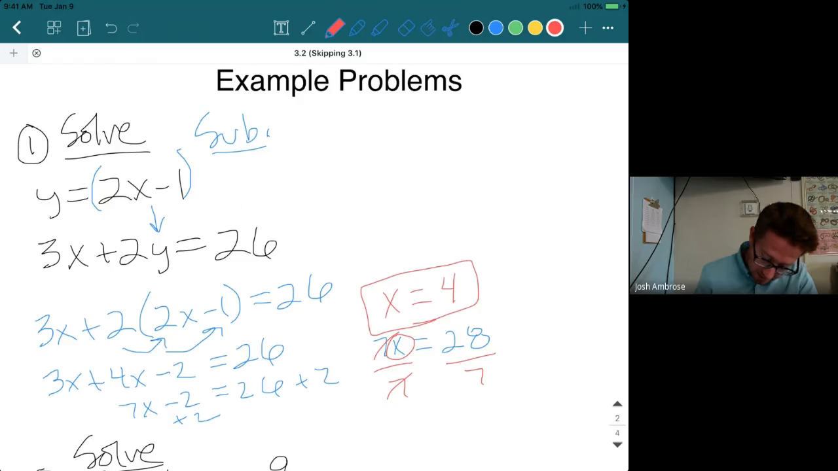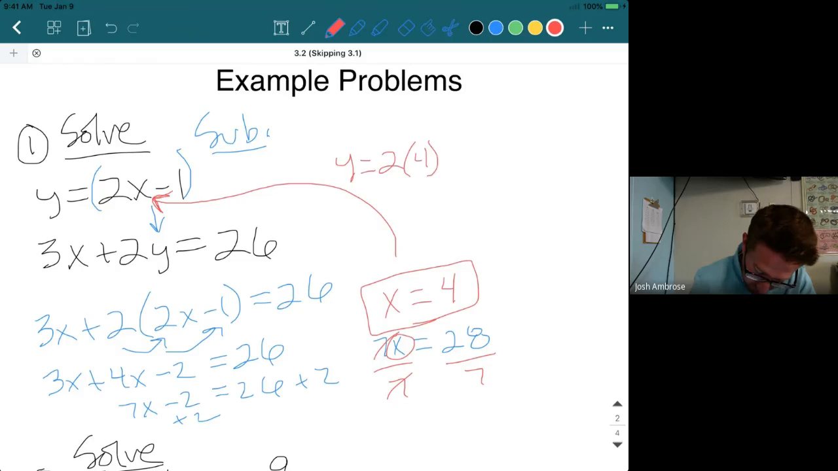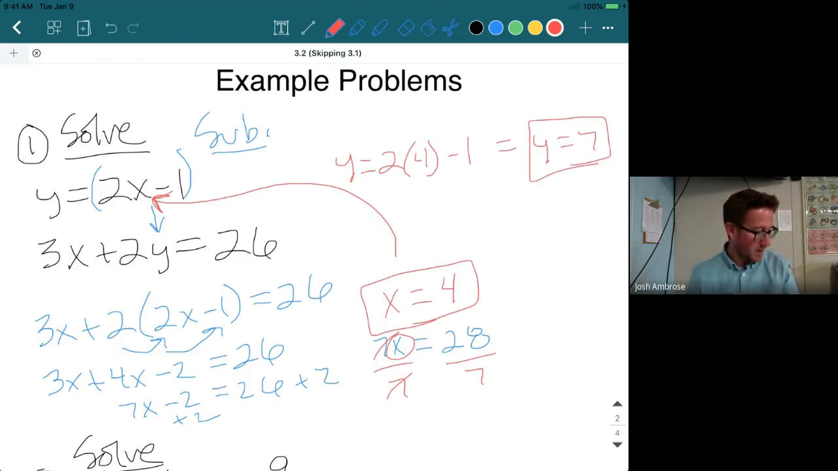So now you take this x value and plug it right there because that equation is set up for y. So now if I put that x value of 4 in, the answer that comes out is what y equals. So now we have y equals 2 times 4 minus 1. In other words, 8 minus 1. So y equals 7. All right. So that's what we're looking at here for substitution.